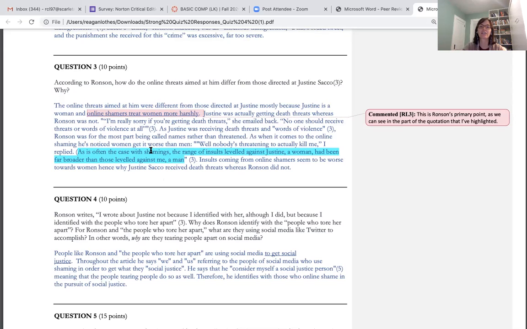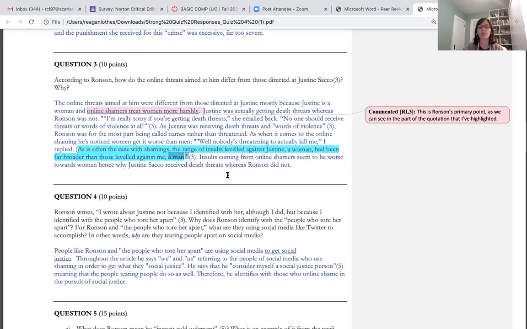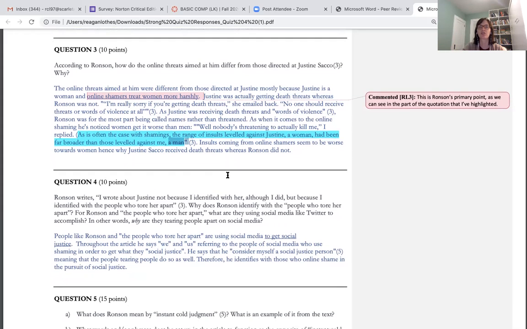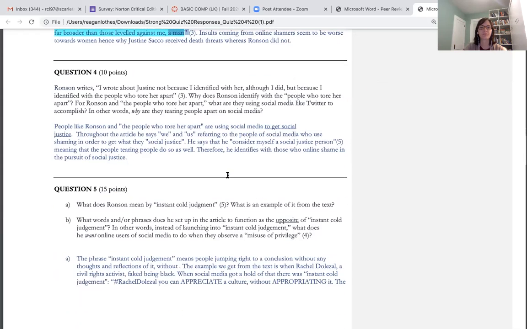So as is often the case with shamings, the range of insults leveled against Justine, a woman, had been far broader than those leveled against me, a man, right? And so the main difference here is not only what their crimes were, but the fact that, as Ronson argues, women are subject to much harsher online shaming, more violent language than men are.